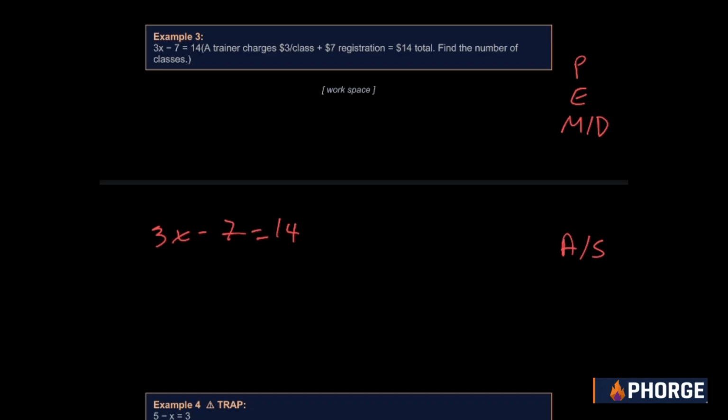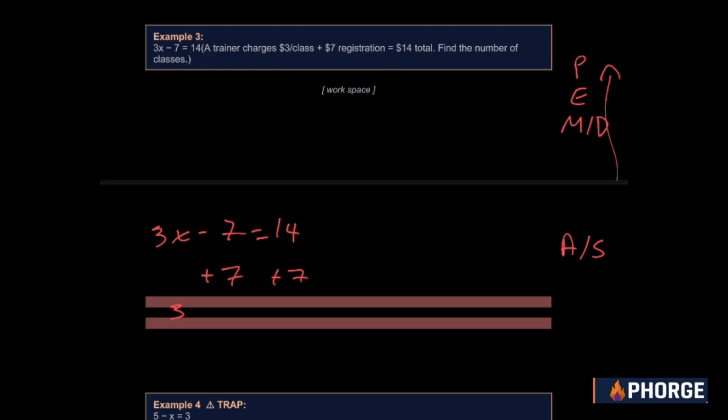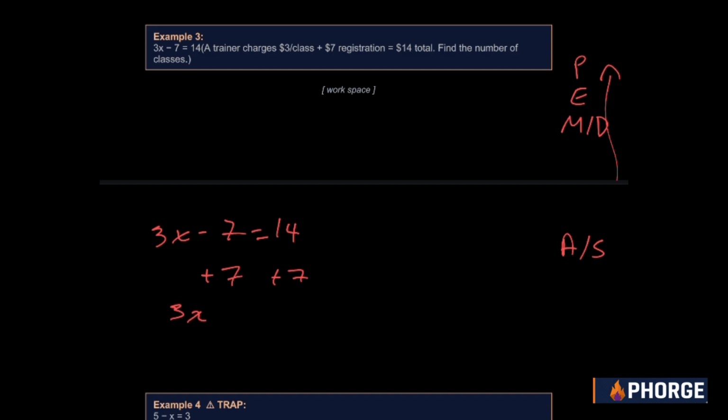Now we're going from top to bottom. So addition, subtraction. Do we have any addition? Yep, there's subtraction, so we just need to add plus 7 on both sides. 3x is equal to 21.